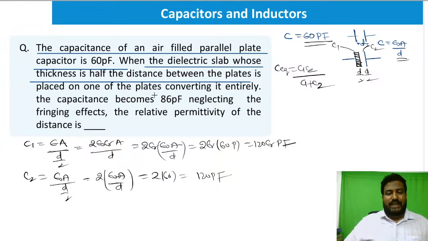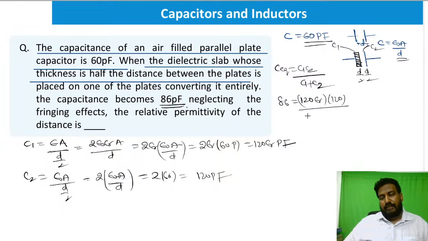Once you make these changes, the equivalent capacitance is given as 86 picofarad. That means 86 is equal to C1 C2 by C1 plus C2, that is 120 epsilon r into 120 by C1 plus C2. Take 120 common and cancel: 120 epsilon r by epsilon r plus 1 is 86.